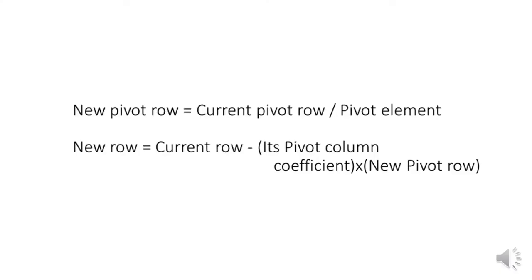So for writing the Z row, S2 row and S3 row, the S1 row is the pivot row. So we will write the current pivot row upon the pivot element. The S1 row is the current pivot row, and the pivot element was 3. So we will get the new pivot row by using this formula. And for the other rows, that is Z, S2, S3, we will use this formula: the new row will be the current row minus its pivot column coefficient into the new pivot row. So by using these formulas, we will get the new table.